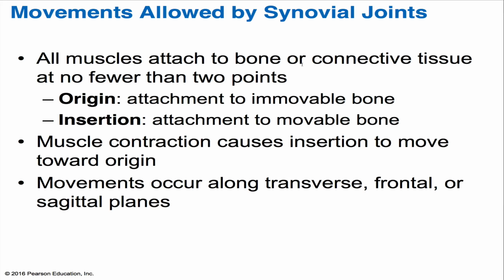All muscles attach to bones or connective tissue at no less than 2 points. Now, the origin is the attachment to the bone that's not moving, the immovable bone. The bone that's going to be moving is referred to as the insertion point. So when muscles contract, they cause the insertion to move towards the origin. And movement occurs along the transverse, frontal, or sagittal planes.